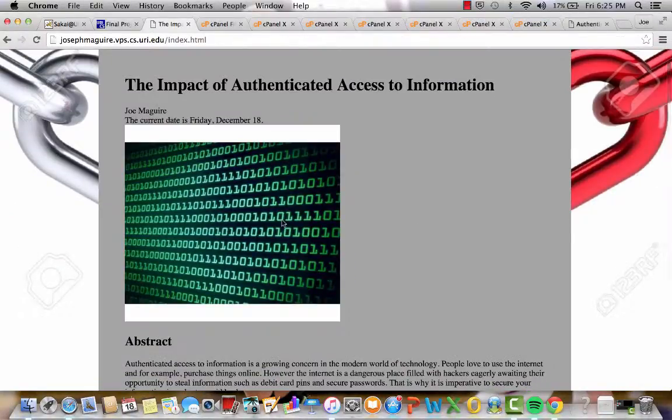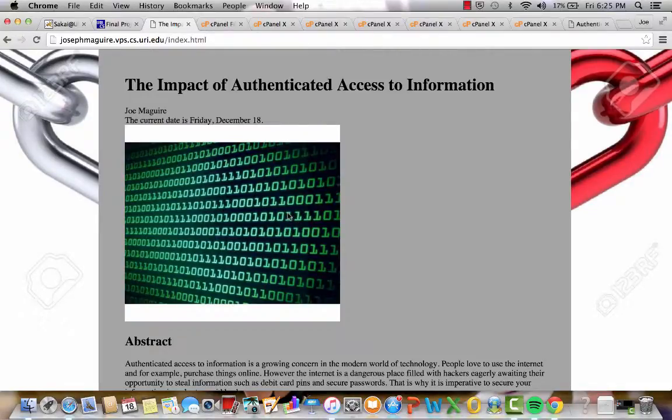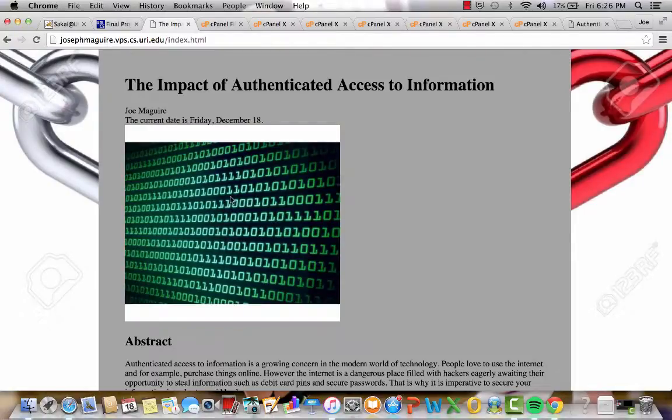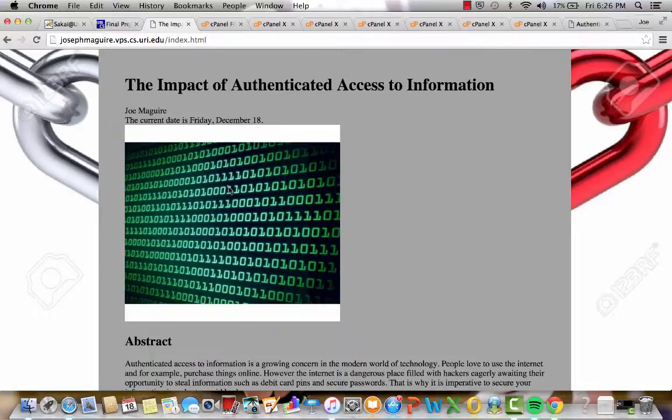Okay, so as you can see here, I included a GIF in my website, which I created on GIFmaker by putting 3 images together, and these images include this binary code, my logo, which I created on Pixlr, and an edited image of myself.